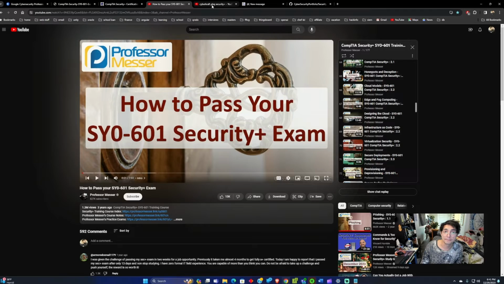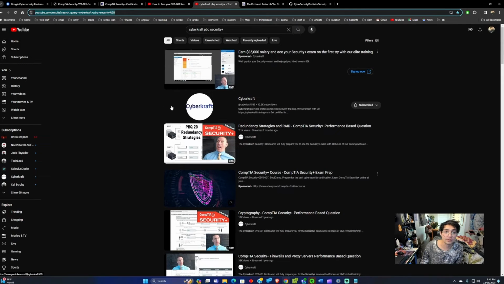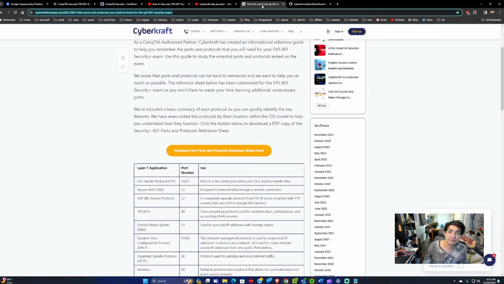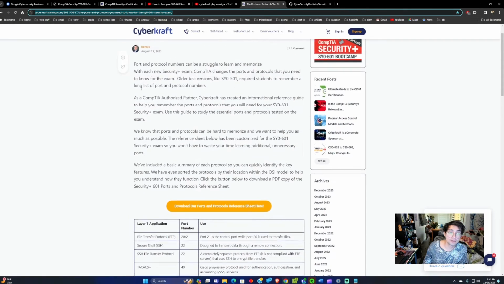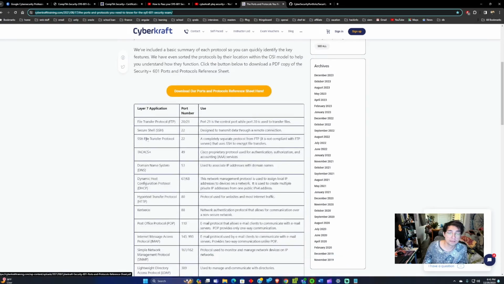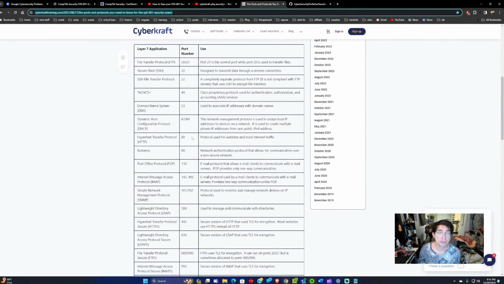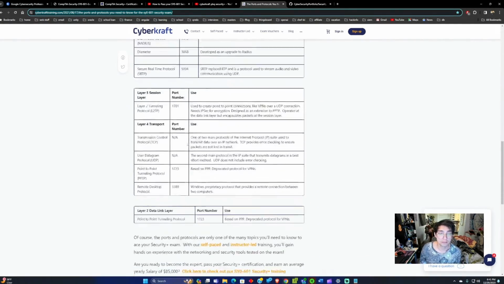Another good study resource is the Cybercraft, and you can search the Cybercraft Security Plus, and this will go over different performance-based questions that might show up on the test. And finally, the last resource that I would recommend is also related to Cybercraft, and this gives you a list of common ports that might show up on Security Plus.